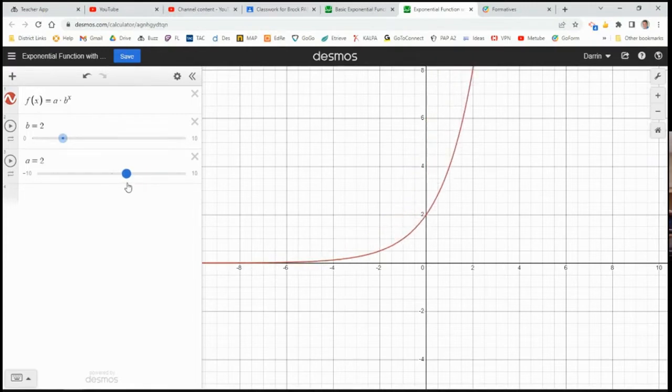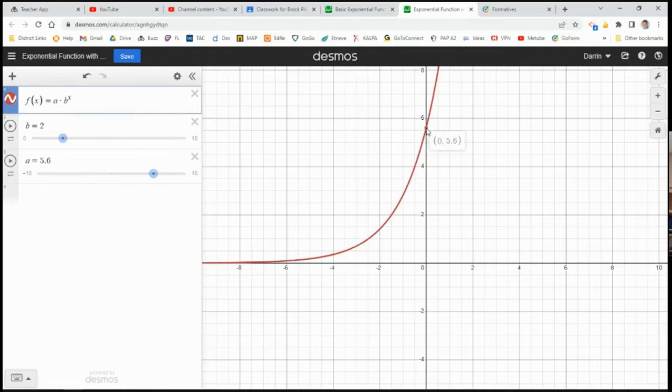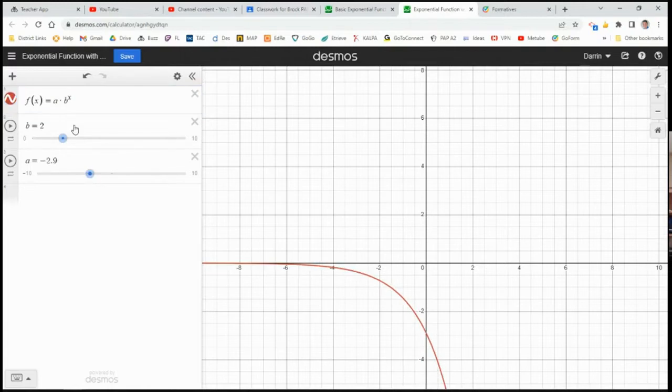A back down to 2. Now the y-intercept is where it crosses the y-axis, and that is whatever value the A is. When A is 5.6, it's crossing up here at 5.6. 5.6 is the y-intercept. So whatever the A is, if the A is negative, look, it goes negative down here because it makes it a negative equation.